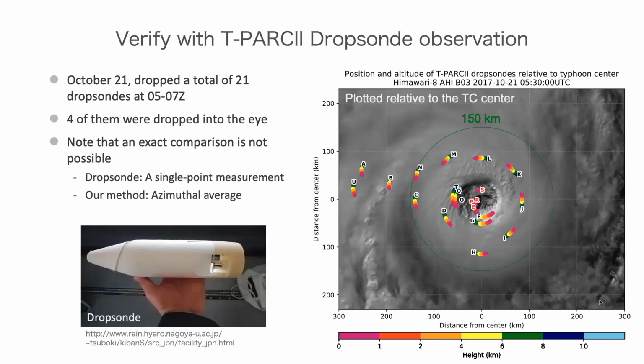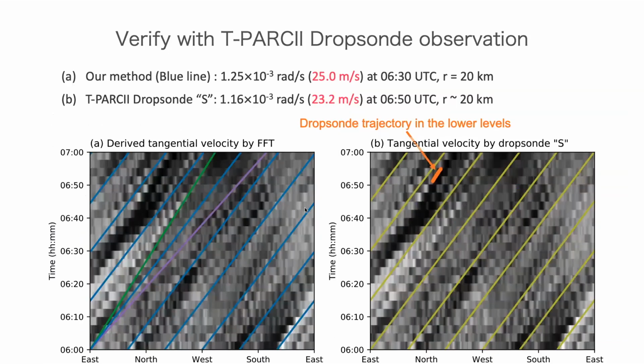We verified the results with T-PARCII dropsonde observation data. 12 dropsondes were dropped on Typhoon Lan, and 4 of which were dropped into the eye. Note that an exact comparison is not possible, because the dropsonde is a single point measurement, but our method derives azimuthally averaged wind. At the same time and radius, our method showed 25 meters per second, while the dropsonde observation showed 23.2 meters per second. We superimposed each velocity on the azimuth-time cross-section, and both are well representative of the wind field. Thus, the comparison with the dropsonde observation was a good result.